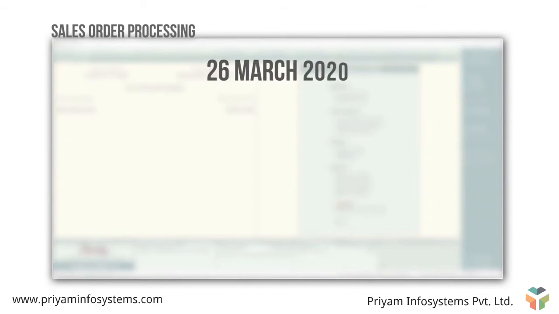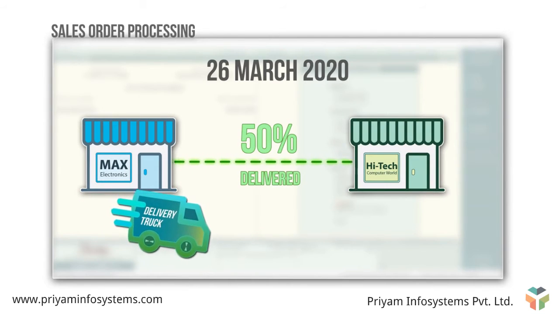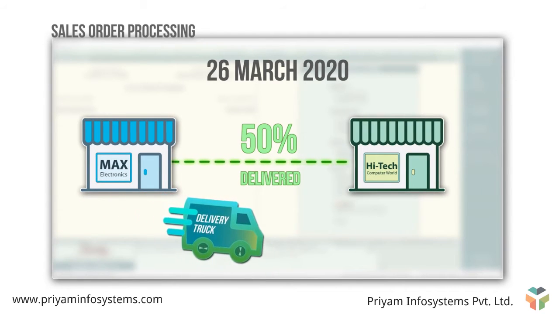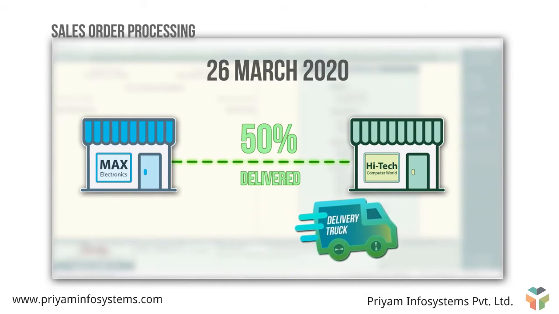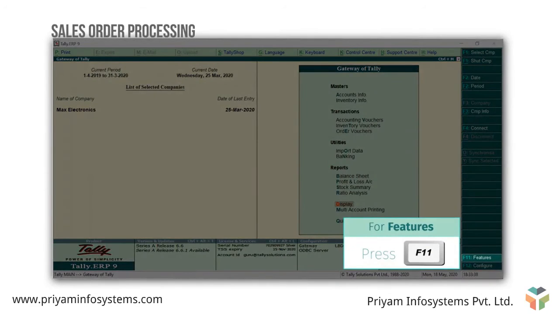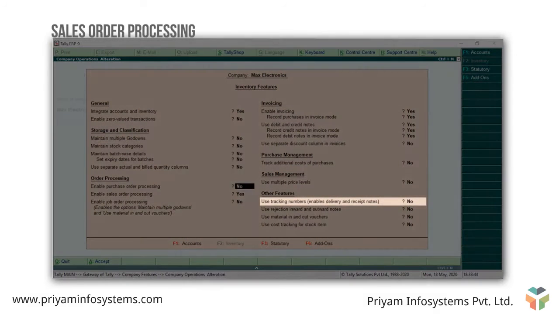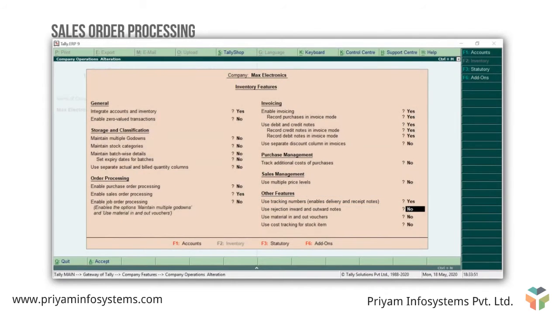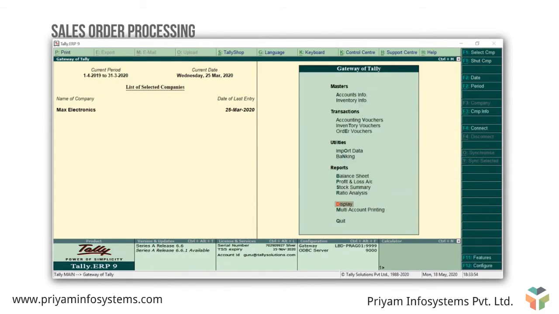On the 26th of March, Max Electronics delivered 50% of the materials against the order received from High-Tech Computer World. To account this, we will be recording a delivery note, which is also known as a delivery challan. Press F11 for features, F2 for inventory features, set Use Tracking Numbers as yes, Ctrl A to accept the screen, press Escape to come back to the gateway of Tally.